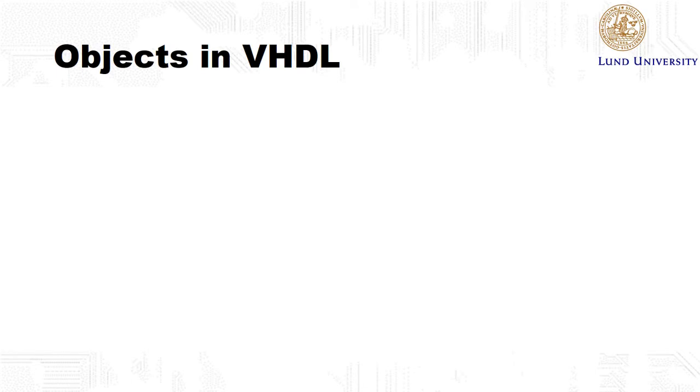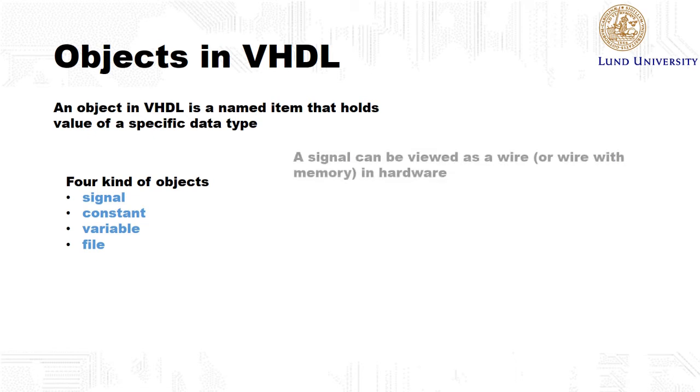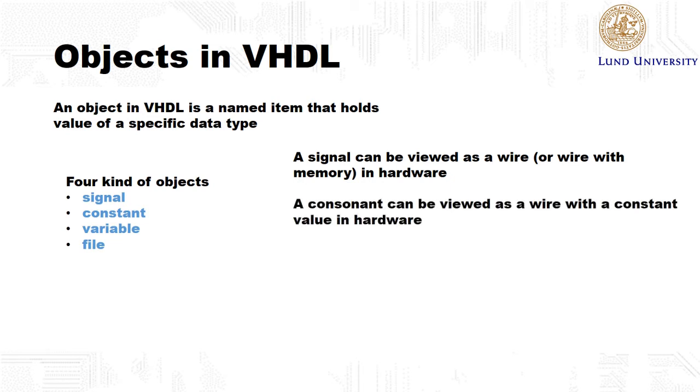In the previous slide you saw that we made use of the keyword signal. A signal is an object in VHDL, and an object is a named item that holds a value of a certain data type. In VHDL we can make use of 4 different objects. We have signal, constant, variable, and file. A signal can be viewed as a wire in hardware, or even a wire with memory, that is a wire connected to a flip-flop. A constant can be viewed as a wire with a constant value in hardware, so it can be like a wire connected to a logic high or logic low, for example.